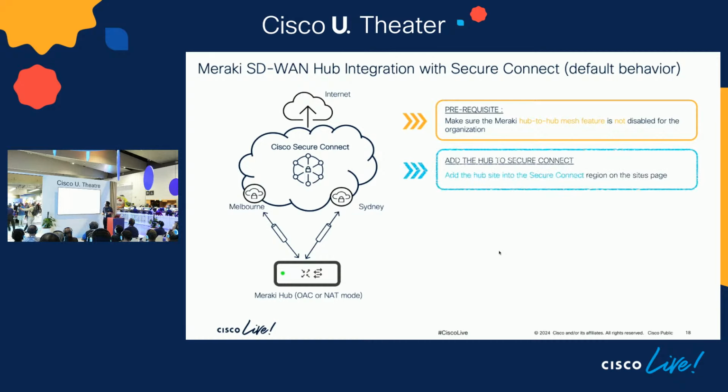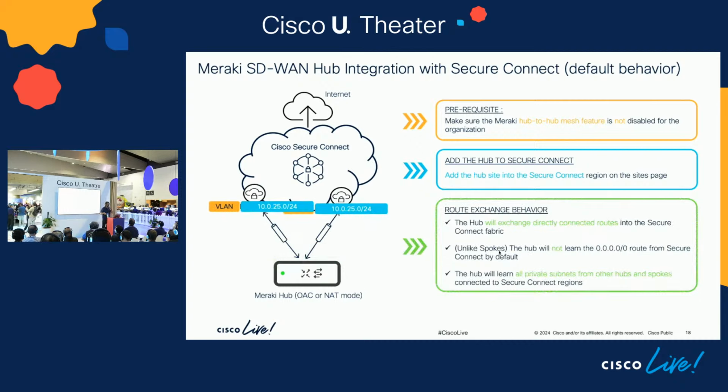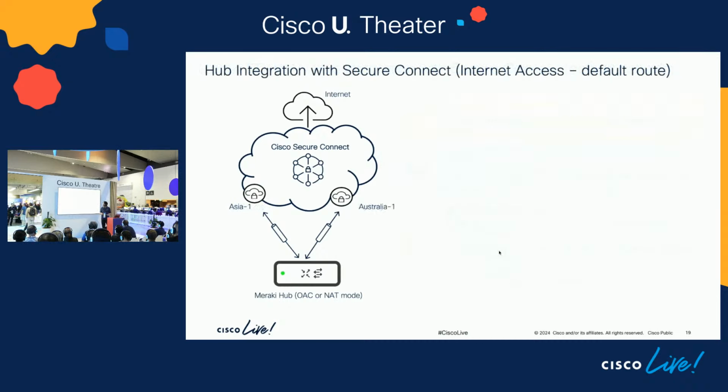So the default behavior is that when you connect any hub site to a Secure Connect region, we are not going to advertise our default route. That option is disabled by default. You can still advertise your private routes towards the Secure Connect Fabric, but by default, Secure Connect is not going to broadcast the default route via iBGP. That default behavior can be changed for different use cases. The idea is that we want to keep it manual to avoid any service disruption.